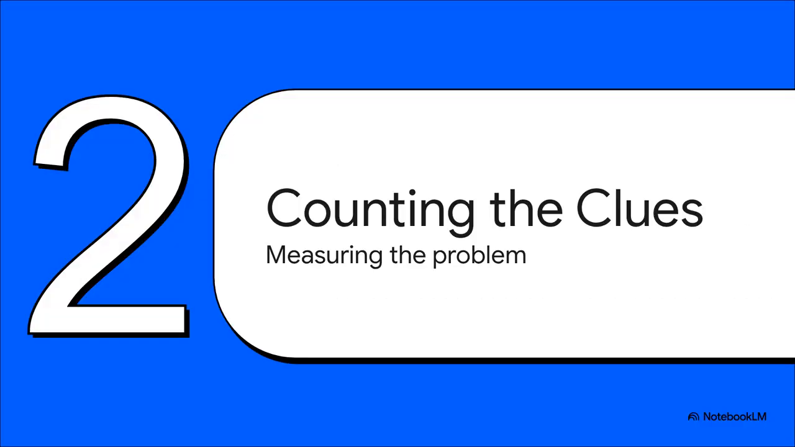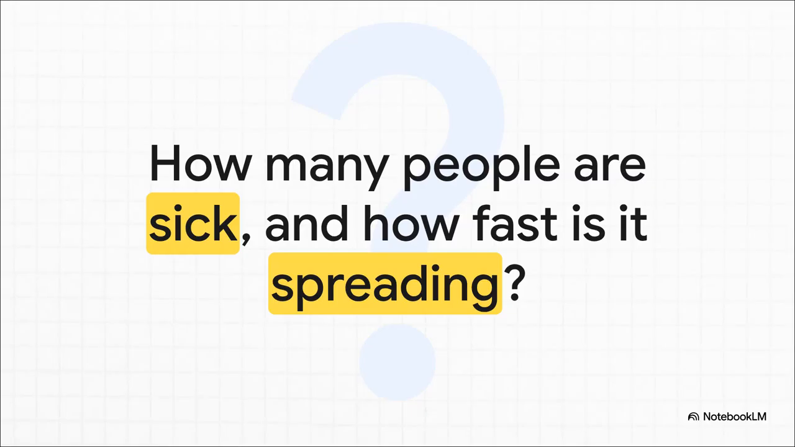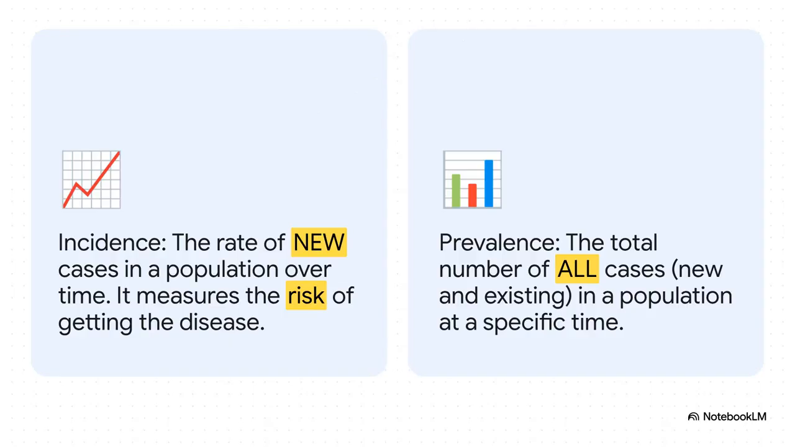Okay, so before any detective can find the culprit, they have to assess the scene. For an epidemiologist, that means you've got to get a handle on the numbers. These are the first 2 critical questions you have to ask. Answering them helps officials understand just how serious an outbreak is and how they need to respond. And to do that, they rely on 2 key measurements. All right, so these 2 are incidence and prevalence. They might sound similar, but they tell you very different things.